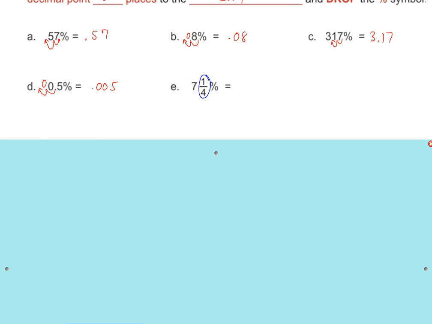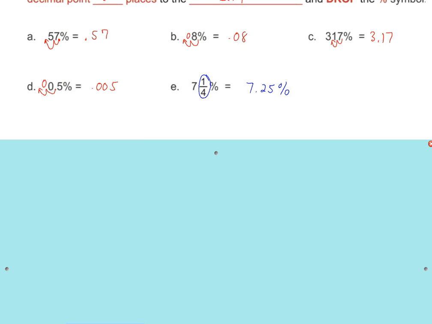So 7 1/4% is 7.25%. We're going to talk about these conversions here in a moment, okay? We'll talk about decimal equivalents for fractions in a moment, but 1/4 is 0.25. So 7 1/4% is really 7.25%.